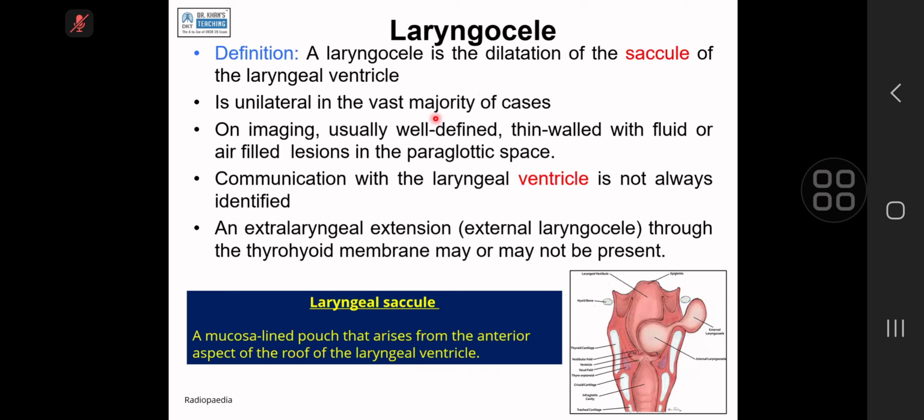It is unilateral in the vast majority of cases, usually a thin-walled fluid or air-filled lesion in the paraglottic space. Please remember that communication with the laryngeal ventricle might not always be identified. That's an important point to remember. When it extends beyond the thyrohyoid membrane, we call it an external laryngocele. Look at this one. It is passing through the thyrohyoid membrane. Of course, these patients will present not incidentally, but with swelling.